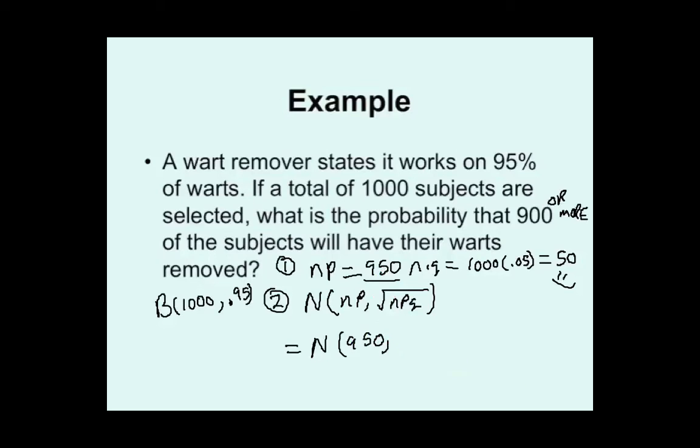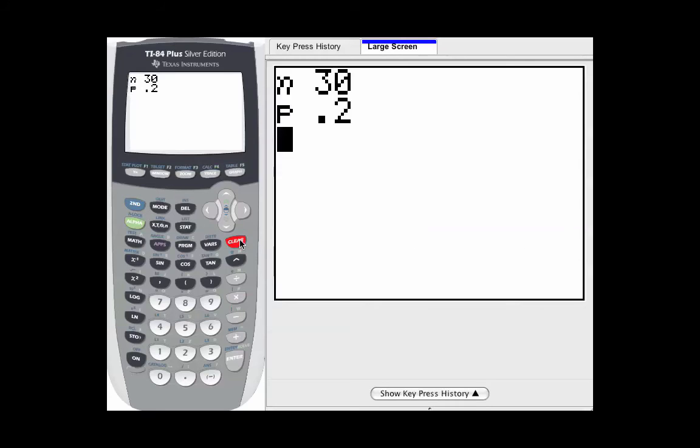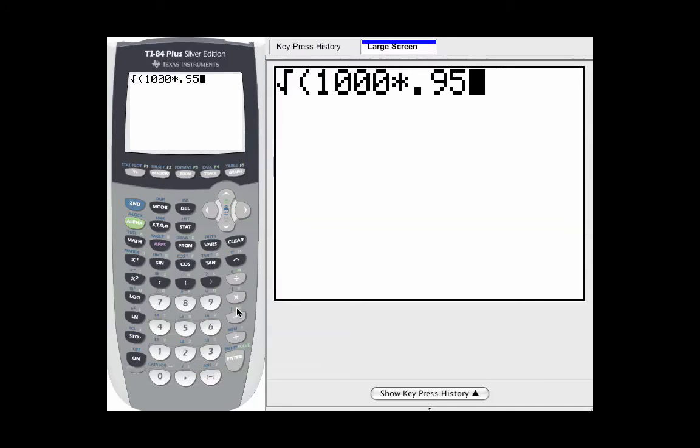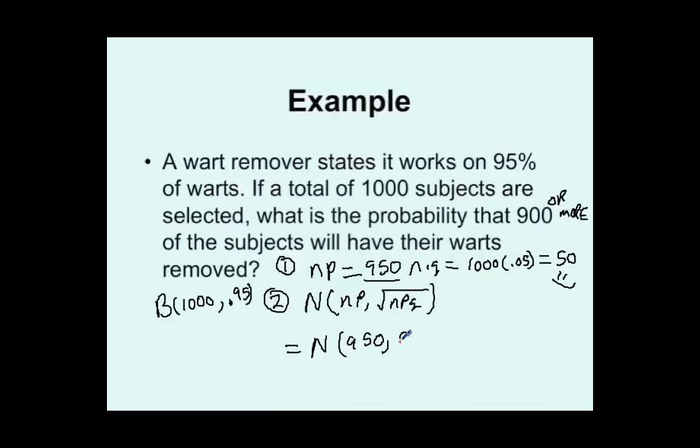And let's go get that standard deviation here. Okay, so to get the standard deviation, we'll get out the calculator. Clear, clear. Okay, so what do we got? We've got the square root of n, which was 1,000, times p, which was 0.95, times q, which is 0.05. And we've got to close off our parentheses, okay? Which gets us back about, we'll go out 3 places, 6.892. Okay, so that's going to be the normal approximation that we're going to use.